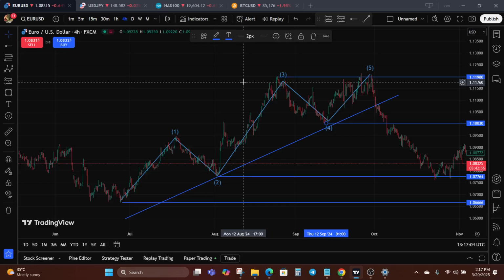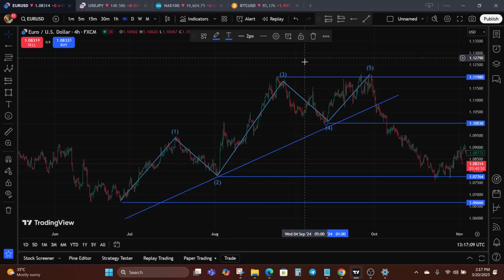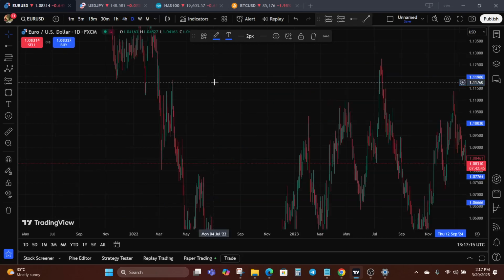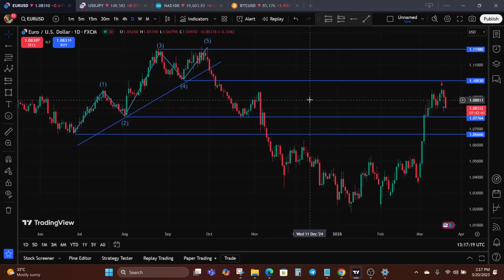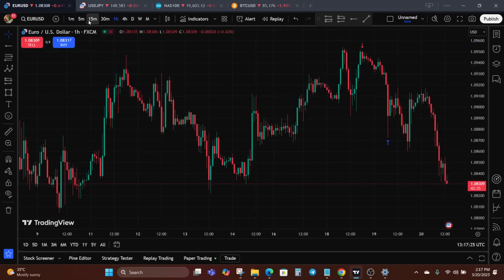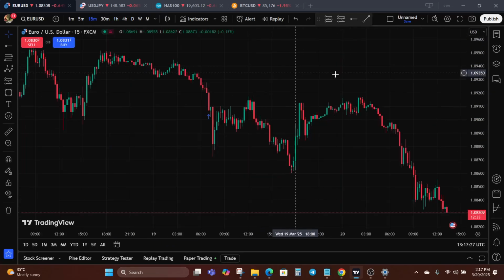Okay, and then ensure you use multiple time frames. Try to analyze multiple time frames. For example, you can identify larger wave patterns on the daily chart, and then you look for entry points maybe on the 1 hour or even 15-minute chart. Get your entry point, your precise entry point.